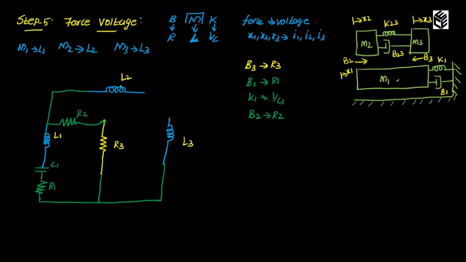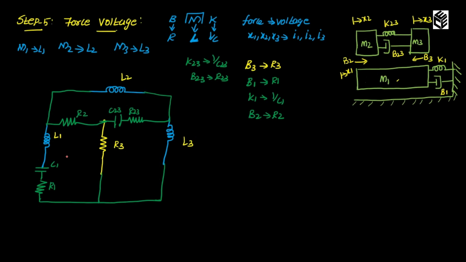Now I need to check whether there is any common element between L2 and L3. Between L2 and L3 I have two common elements, K23 and B23. K23 is replaced as 1 by C23 and B23 is replaced as R23. So between L2 and L3 comes C23 and R23 like this. This is C23 and this is R23. So I have completed my force voltage circuit.